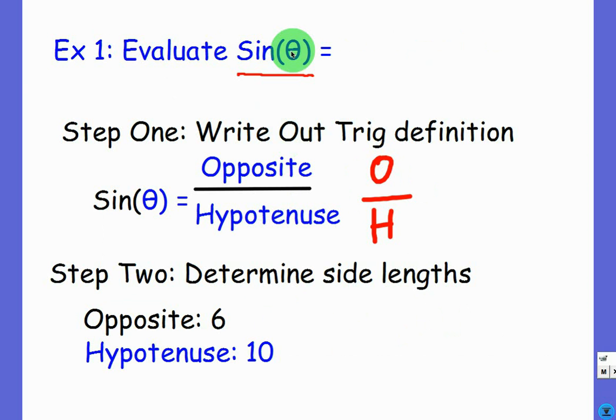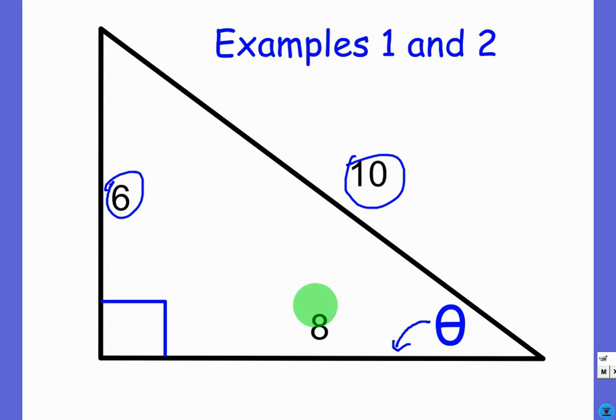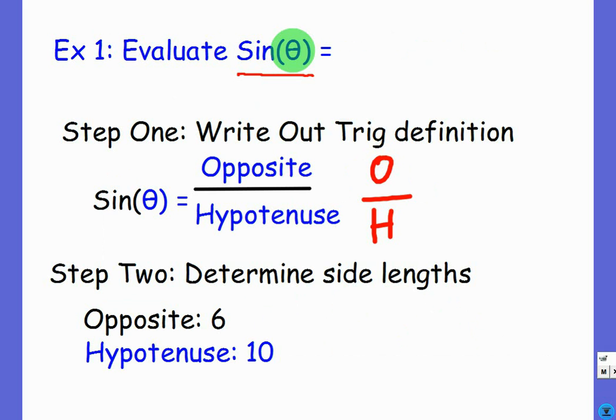So a trig ratio is a function. What you plug in is an angle, and what you get back is a ratio. So let's start at the angle. Okay. Now, let's write out the definition of sine. Sine is opposite over hypotenuse, right?